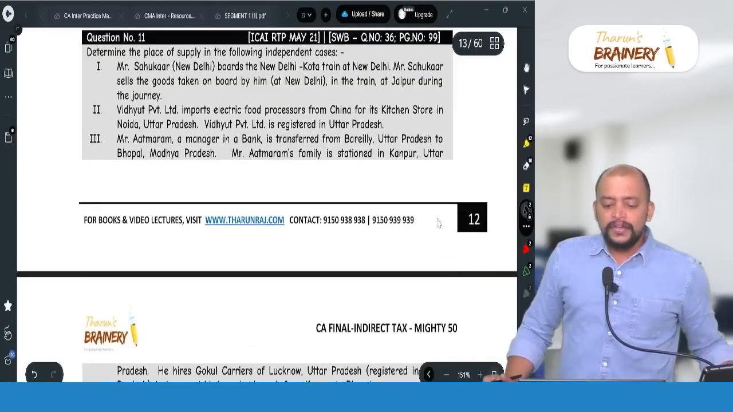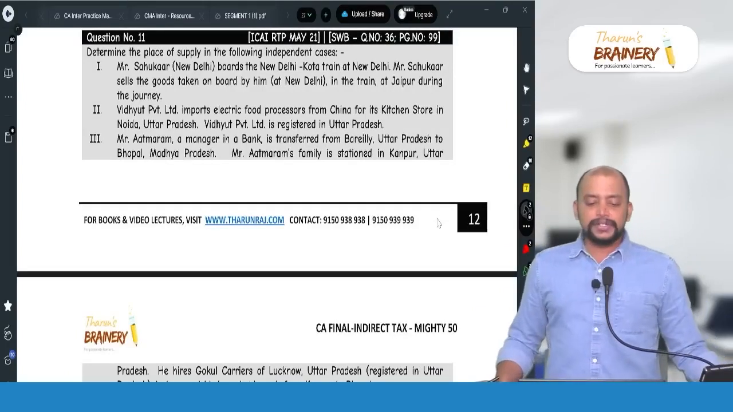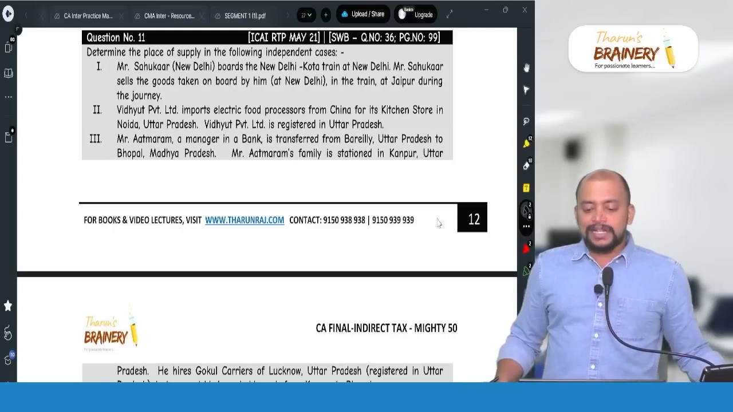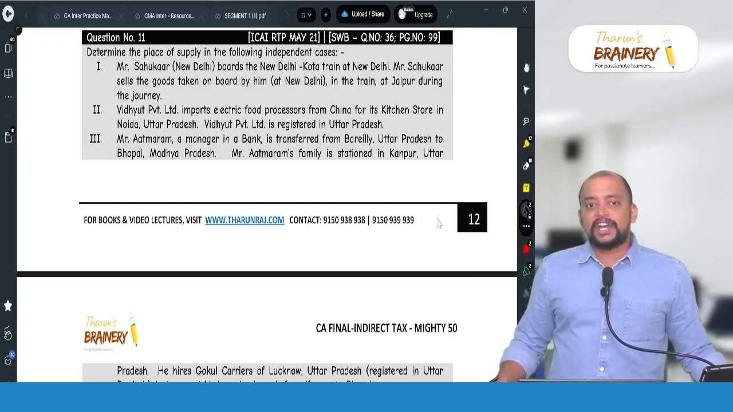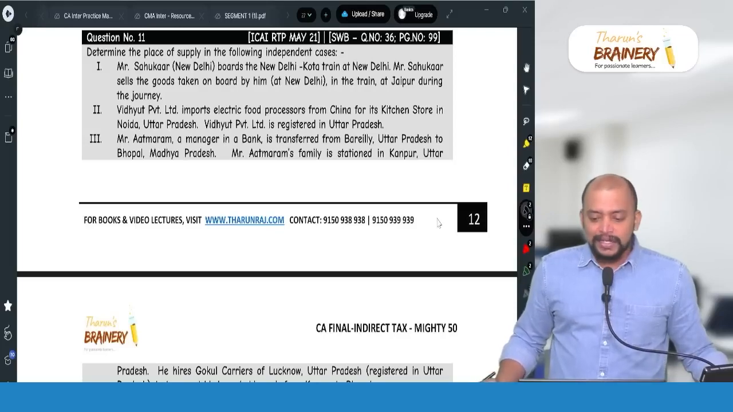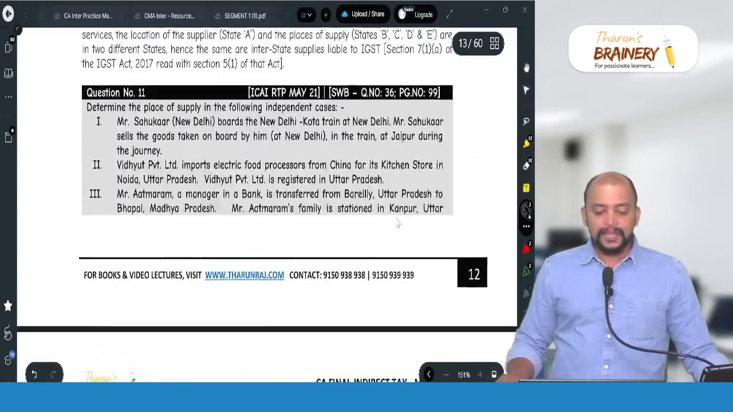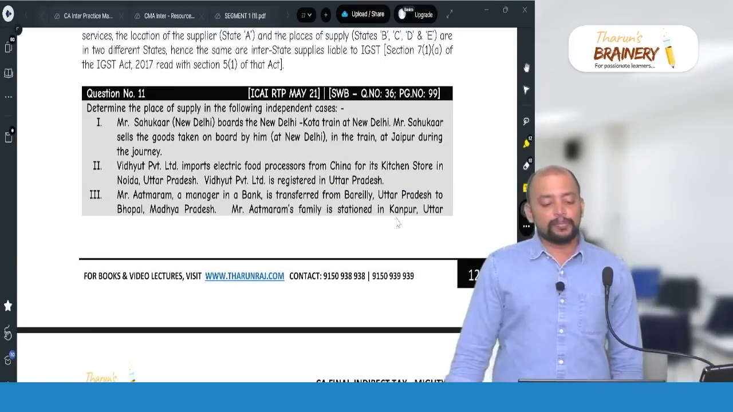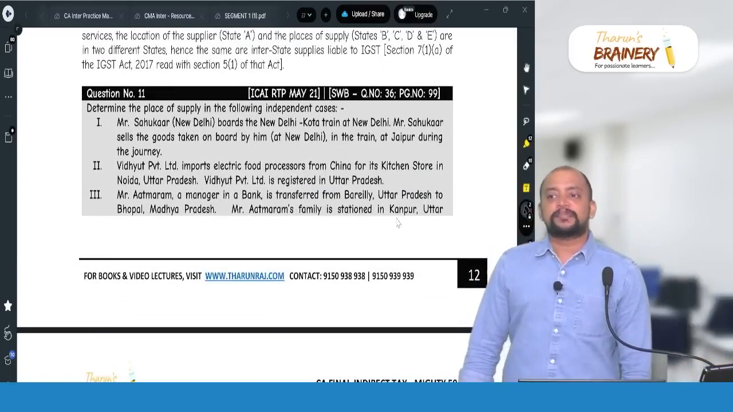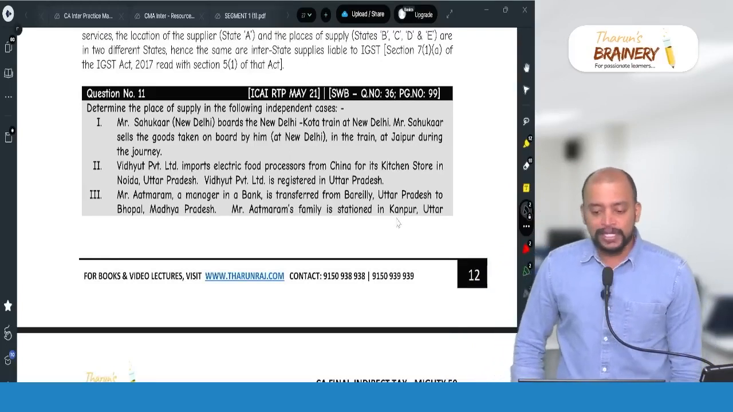Then second, Vidyut Private Limited imports electric food processors from China for its kitchen store in Noida, Uttar Pradesh. Vidyut Private Limited is registered in Uttar Pradesh. Now, in case of import of goods, as per section 11 of the IGST Act, it will be the location of the importer. So, the location of importer is Uttar Pradesh. That will be taken as the place of supply in this case, Noida, Uttar Pradesh. What if they are importing it to Gujarat, Surat port? Then also Uttar Pradesh will be taken as the place of supply. It is not the location where they are importing, it is the location of the importer.